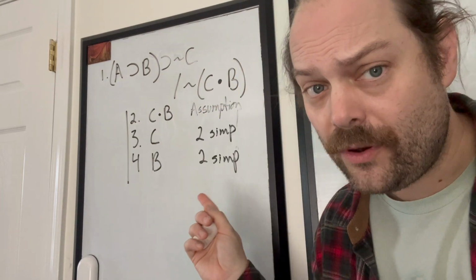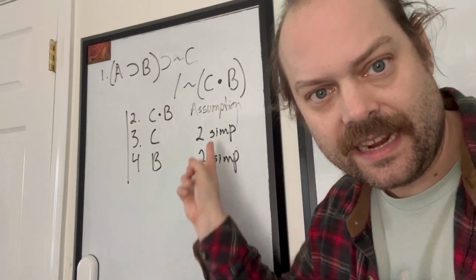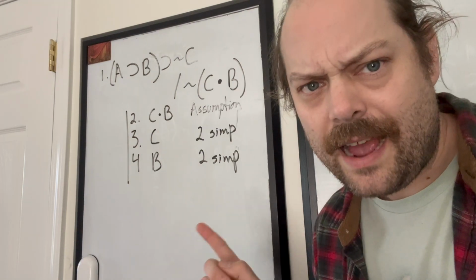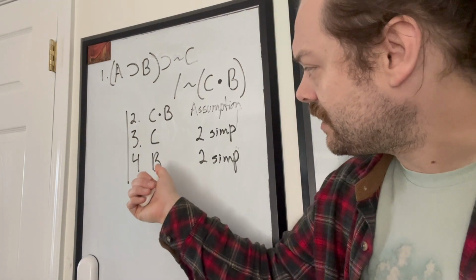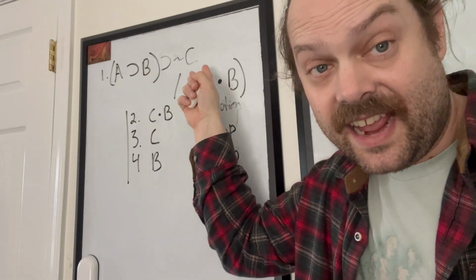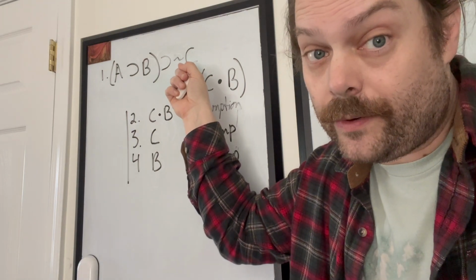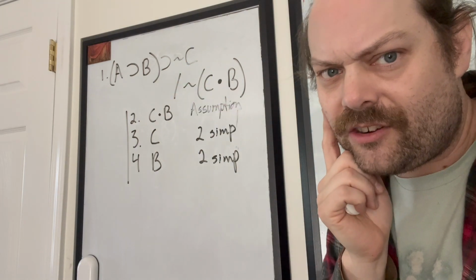Looking at where this is going, I'm just going to simplify both of these out. So now we have C and we have B. We've got a couple of options here. Notice we have C, and we have not C as the consequence of this conditional. That means we could do modus tollens if we wanted to. I'd like to take it another direction, though.